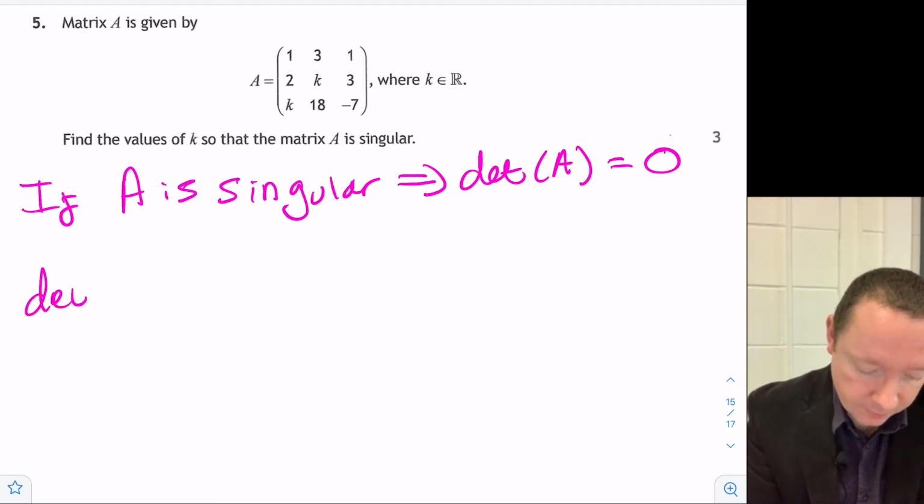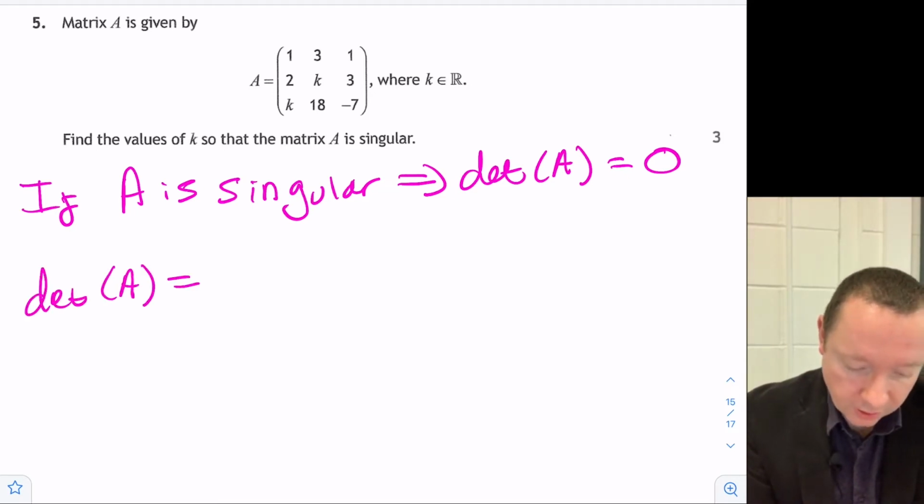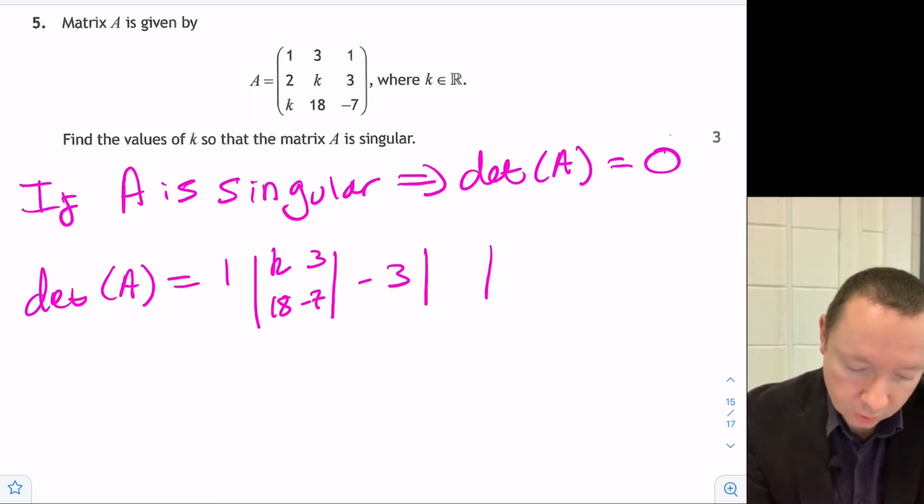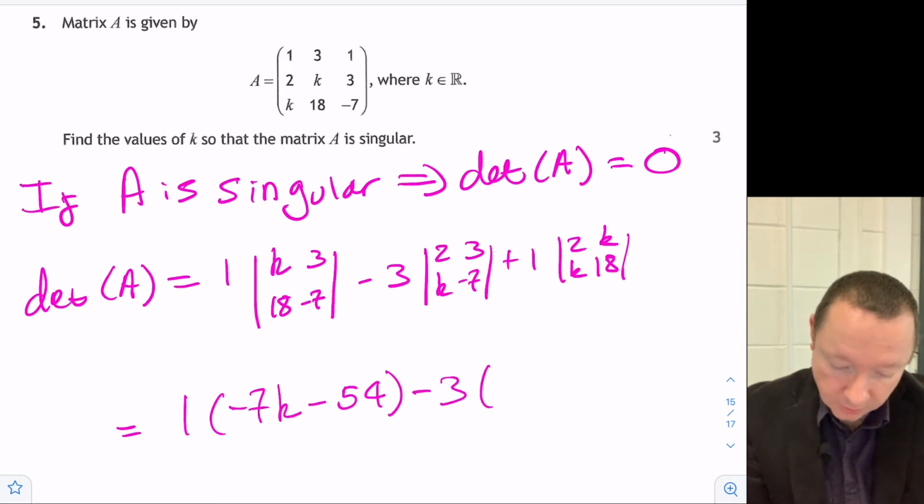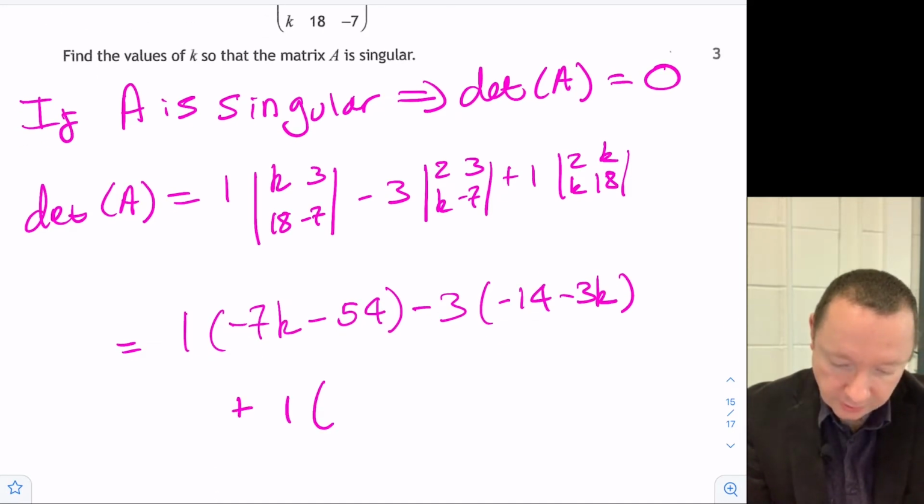So the determinant of A just equals 1 times the determinant of this matrix, minus 3 times the determinant of 2, 3, k, and minus 7, plus 1 times the determinant of 2, k, k, and 18. So that just equals 1 times minus 7k minus 54, take away 3 times minus 14, take away 3k, plus 1 times 2 times 18, plus k, take away k squared.